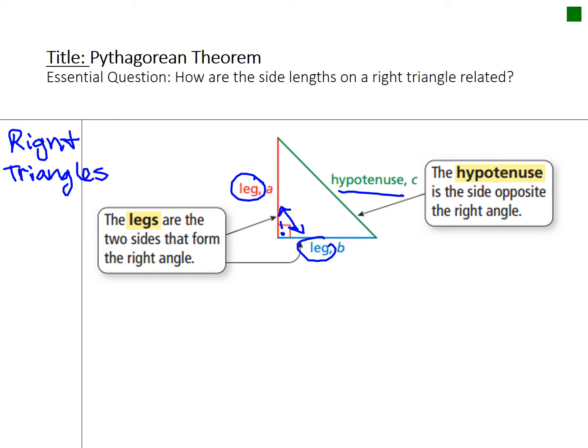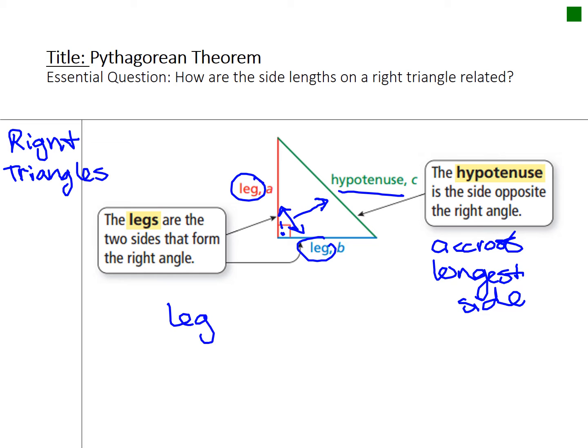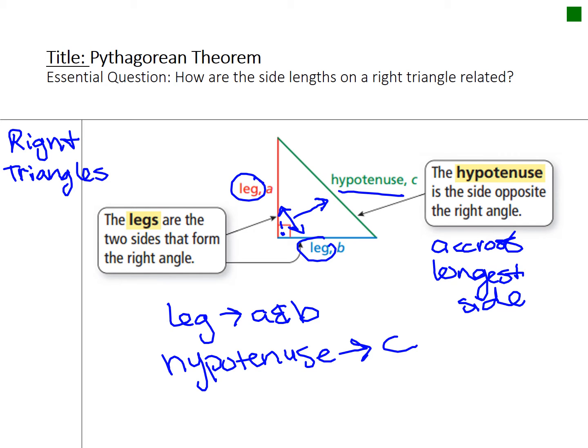The hypotenuse is always right across from the 90-degree angle, and it's always the longest side. We need to be able to label the two legs. The legs are always going to be labeled as A and B. Doesn't matter which one you choose, just label them A and B. And the hypotenuse is always going to be labeled C.